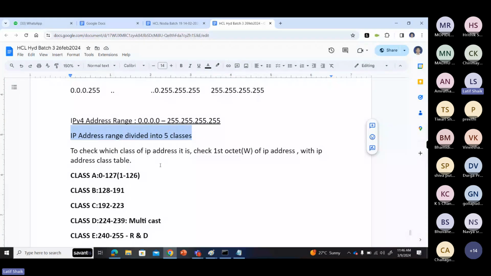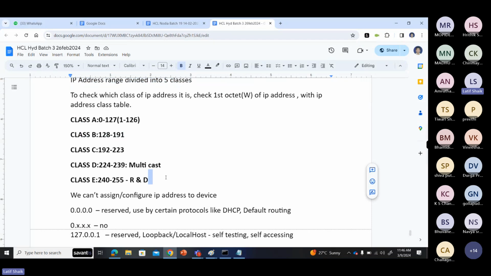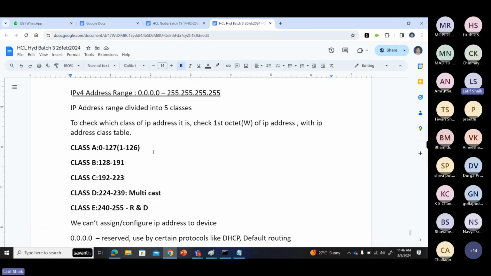There is a reason to divide it into 5 classes: different types of networks need a different number of hosts in the network. We will discuss that also, but up to now, you have an IP address and how to recognize which class it is. The classes are divided based on the first octet of the IP address.